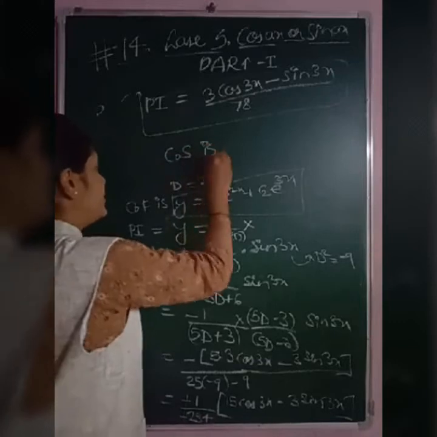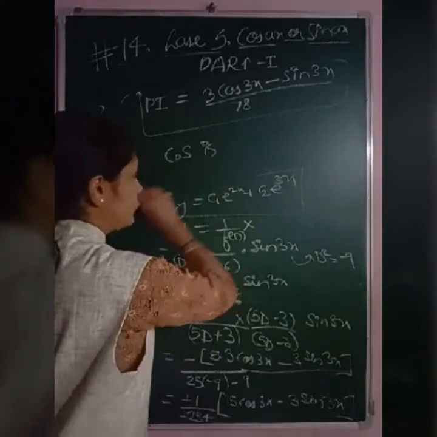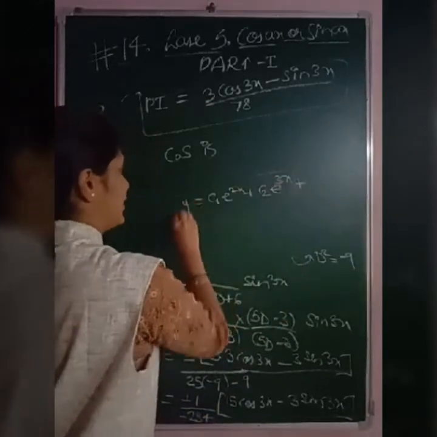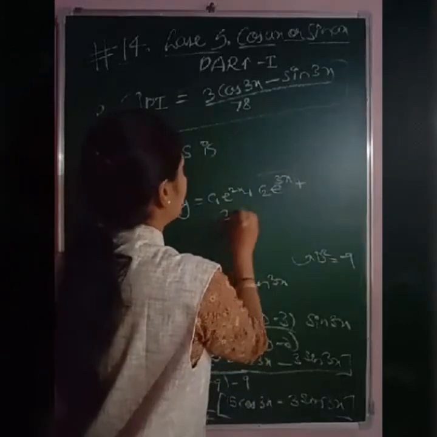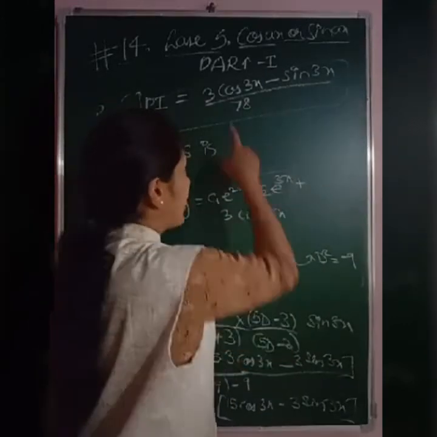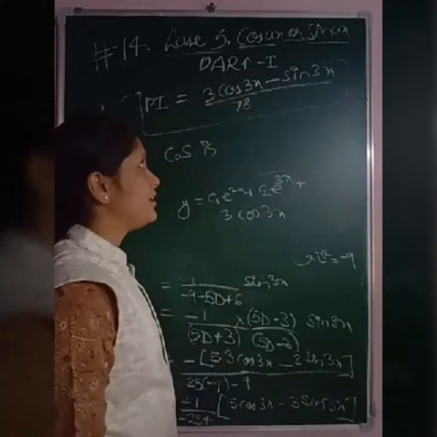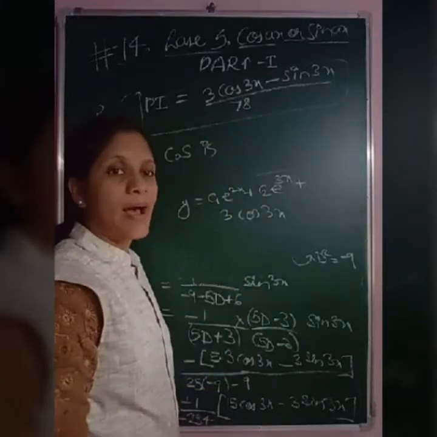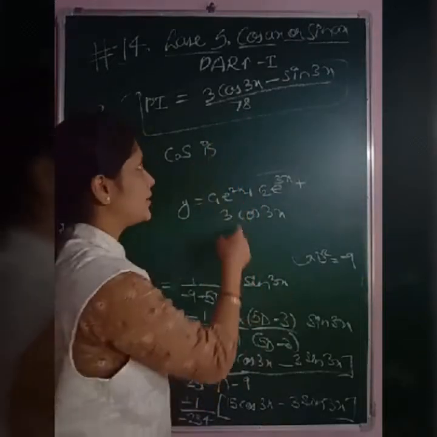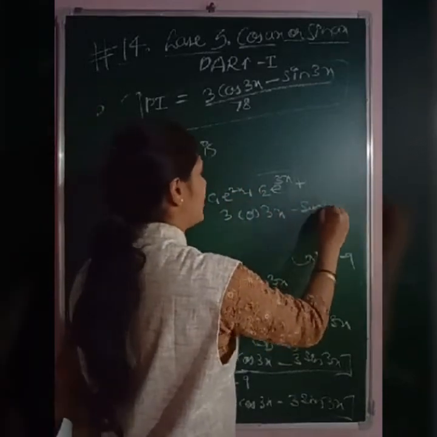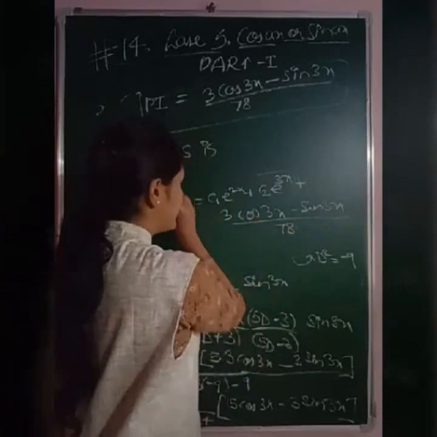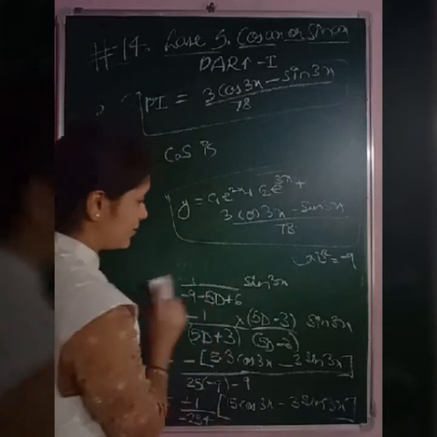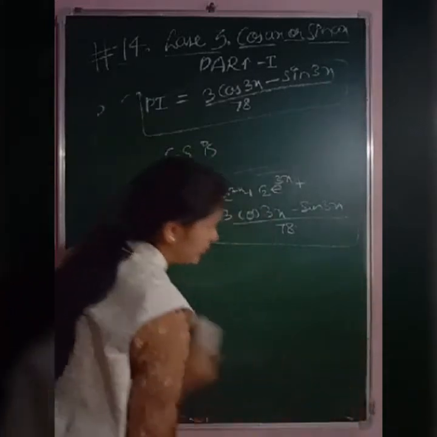Complete solution is y equal to, yes, here itself I will write PI also. y equal to this plus 3 cos 3x. Again, if you want you can write 3 cos 3x by 78. What is that? 3 1s are 3, 2s are 3, 6s are. So cos 3x by 26, like that also you can write, right? So all are similar forms. 78. This is our complete solution. So let us solve one more example so that the concept will be more clear.